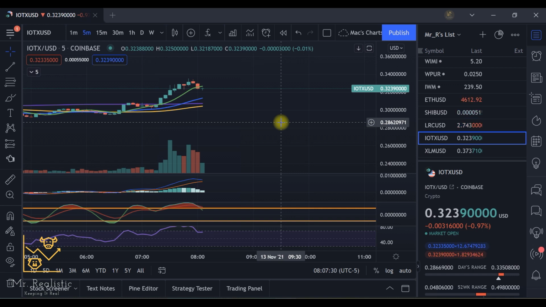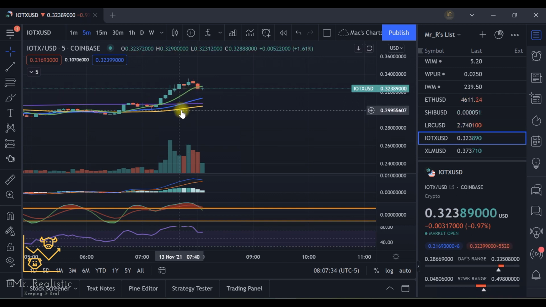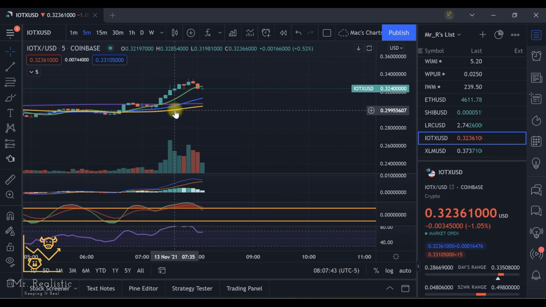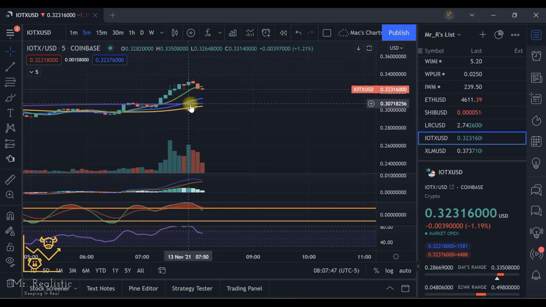Okay, so you have the 8 day moving average, which is green. You have the blue, which is the 21 day moving average. You have the yellow, which is the 50-day moving average. And then you have purple, which is the 200-day moving average.